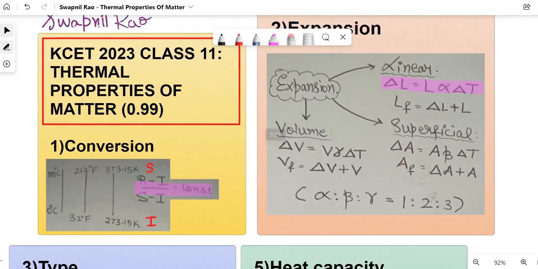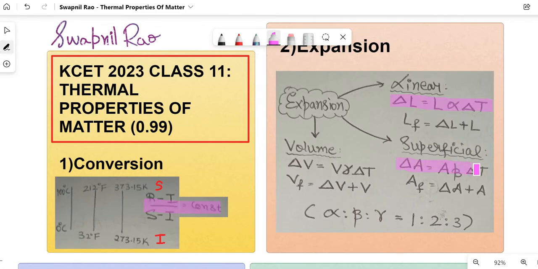That would be superficial, and for that the formula, as you can see, is delta A equals A beta delta t. Listen to the terms carefully. Delta A would be change in area, A would be original area, and beta would be coefficient of superficial or areal expansion, and delta t again is change in temperature. The same logic will be applied: A final is equal to delta A plus A. I'm pretty sure that's obvious. When you use the same concept, it will be A bracket 1 plus beta delta t for area final.